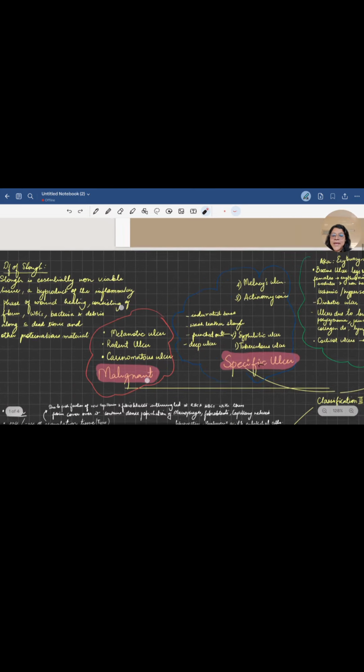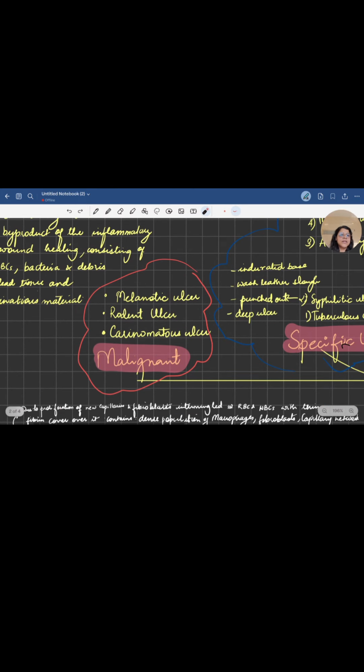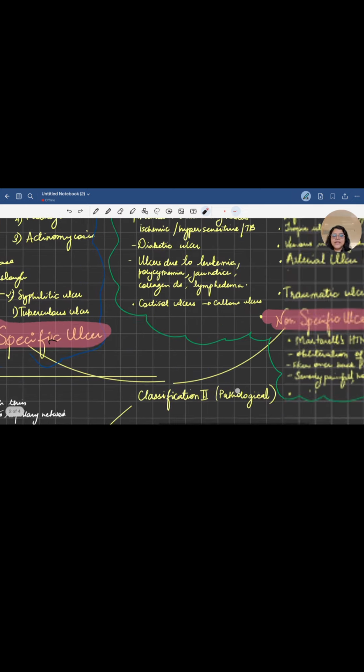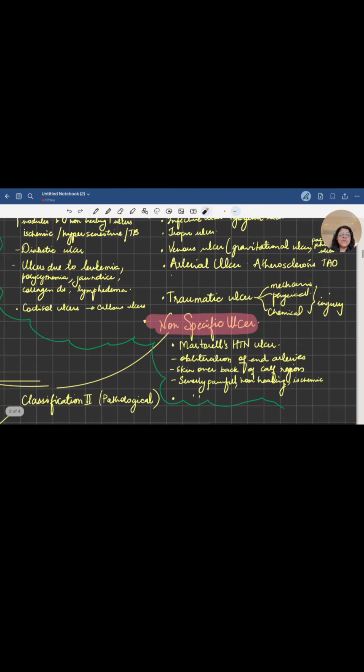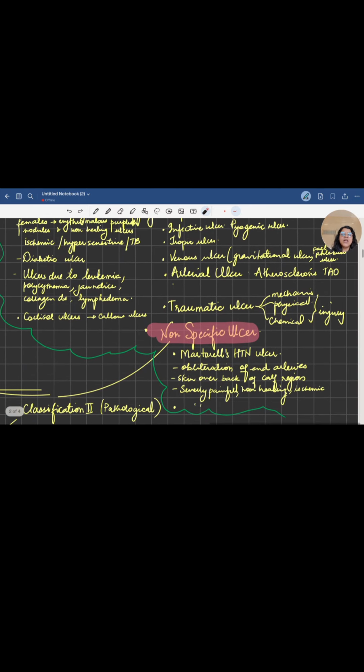Then if I talk about the malignant ulcer, these are caused by the carcinomas, that is carcinomatous ulcer, rodent ulcer and melanotic ulcer. These are malignant. Now if I move on to the non-specific, there are a lot of non-specific. First is Martorell's hypertensive ulcer, which is obliteration of the end arteries, and the skin over the back of the calf is affected, severely painful and non-healing, and it's ischemic.